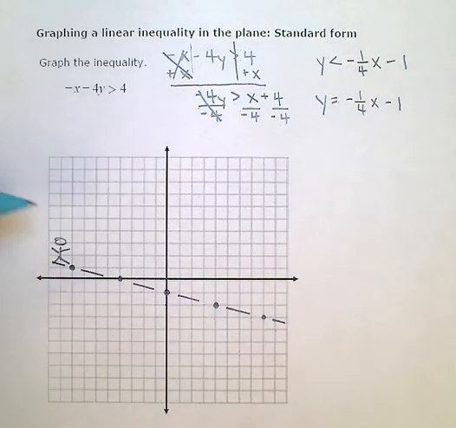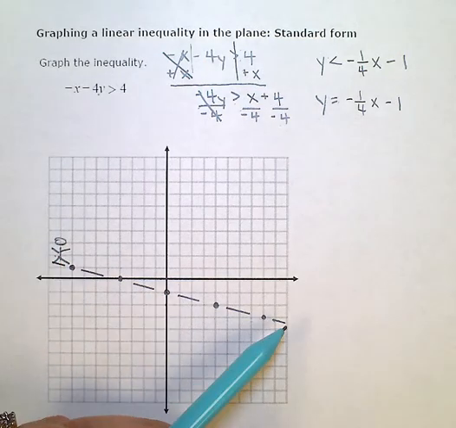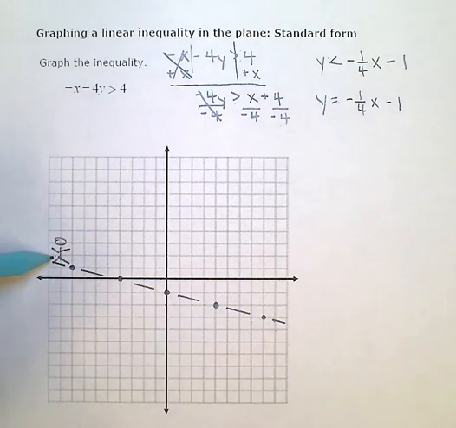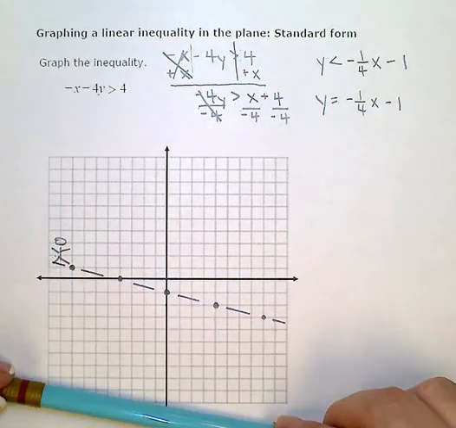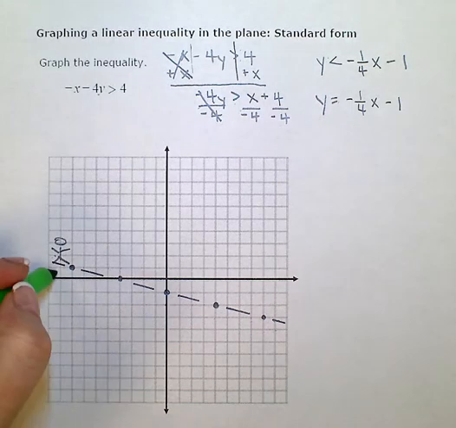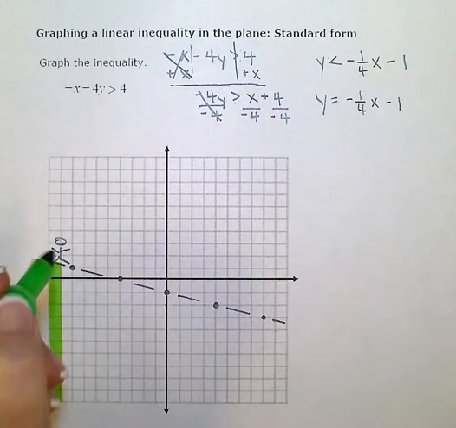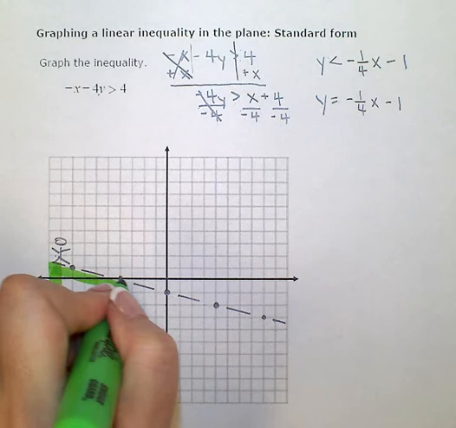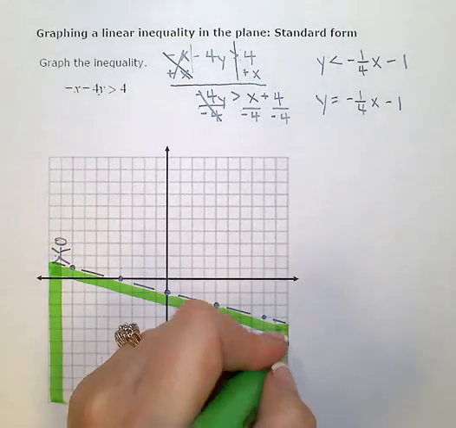So if you picture yourself on this hill, walking down this hill or hiking down, below you would be the mountain, above you would be the sky. So the mountain, or below you, would be this half of the coordinate plane, so that's the side I shade. And then once I fill in this shading, I am done.